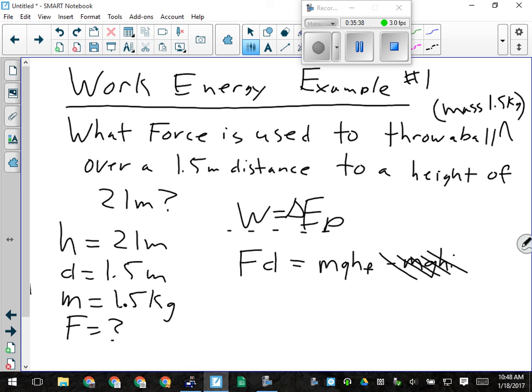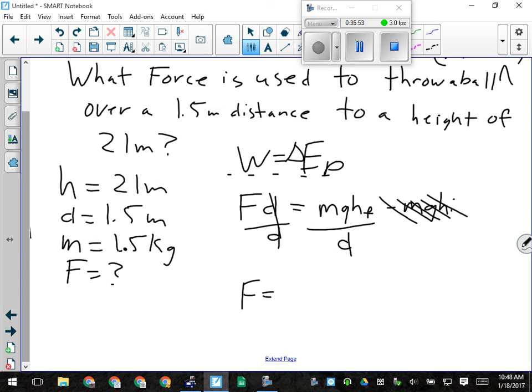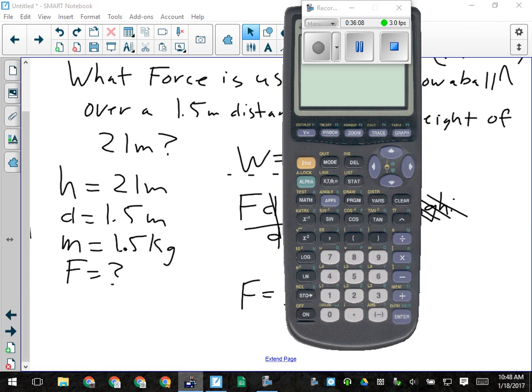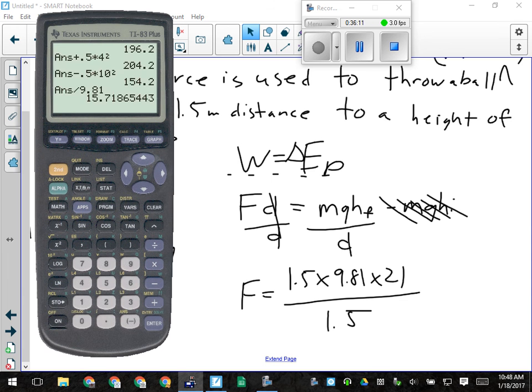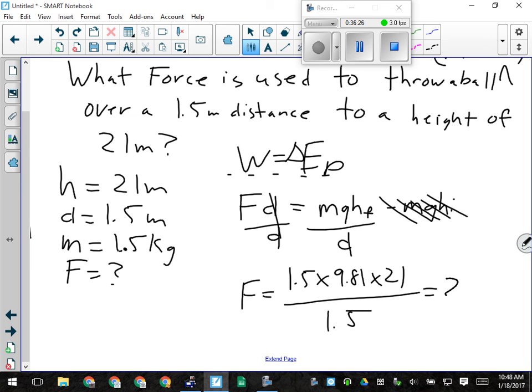I'm looking for the force. So what do I have to do with d? I have to divide it. Right? So I divide both sides by d. It comes over here, and now I can calculate my force after I plug in my numbers. So force will equal 1.5 kilograms times 9.81 meters per second squared times 21 meters divided by 1.5 meters. All right, so 1.5 times 9.81 times 21 divided by 1.5. Okay, 206 newtons would be the force that I had to use.